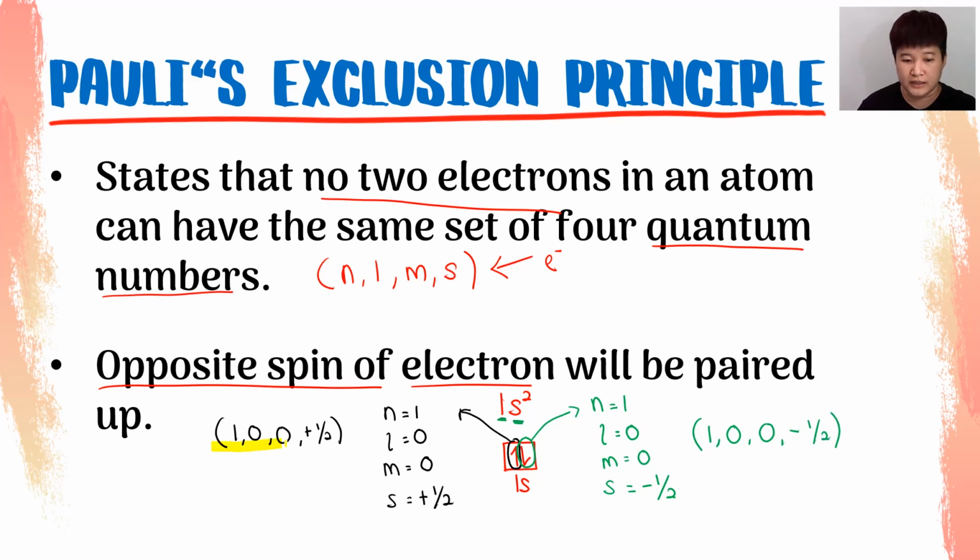So the 2 electrons in the 1s orbital will have 2 different sets of quantum numbers that will not be the same. The first electron will have 1, 0, 0, positive half. The second electron will have 1, 0, 0, negative half. So that is what we mean by the Pauli exclusion principle. There will be no electrons holding the same set of quantum numbers. So let's look into some examples.